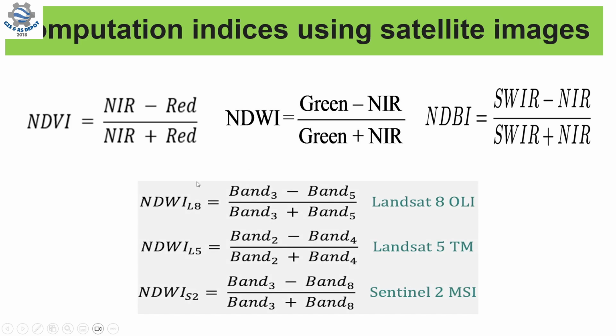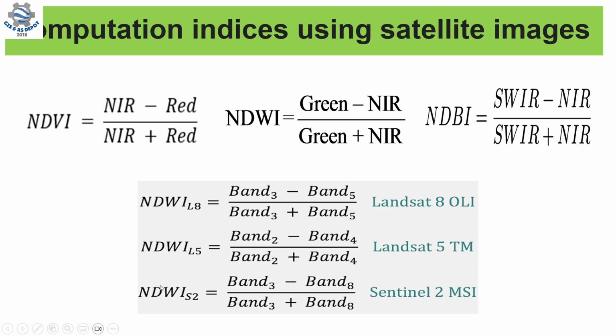Now you see the different band combinations of different satellite datasets. If you want to use Landsat 8 for your analysis with NDWI, in Landsat 8 OLI the green band is band 3 and the near infrared band is band 5. And if you want to use the Landsat 5 dataset, band 2 is the green band and band 4 is the near infrared band. This is the difference.